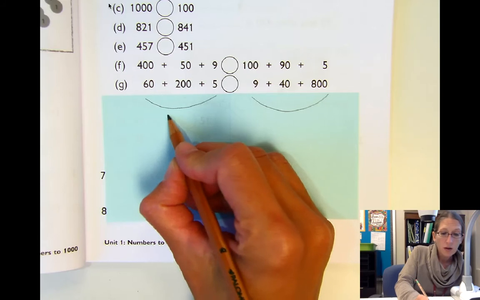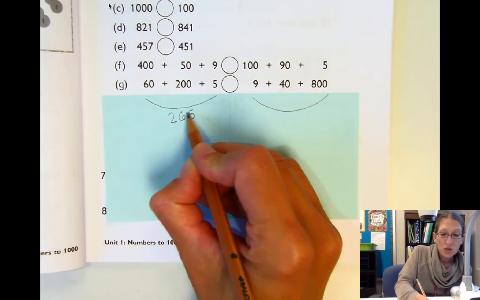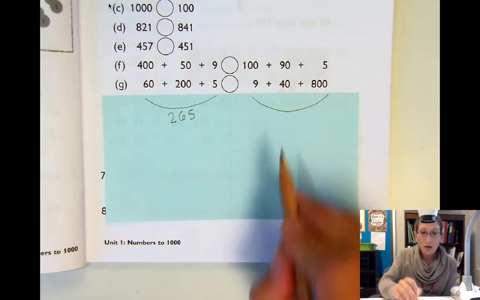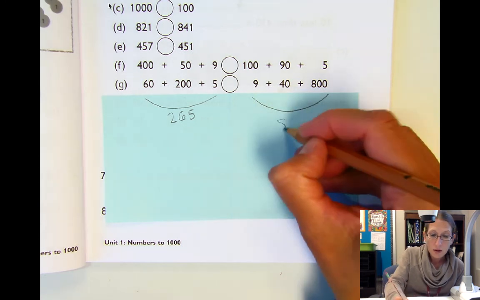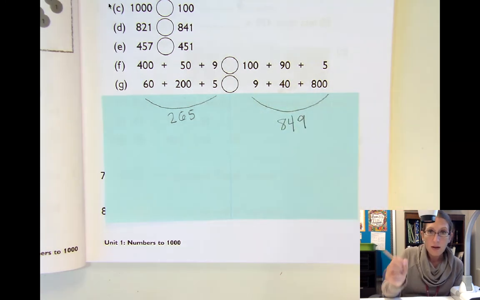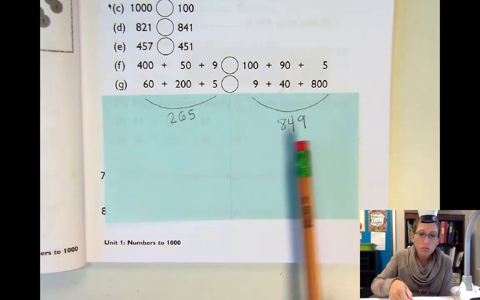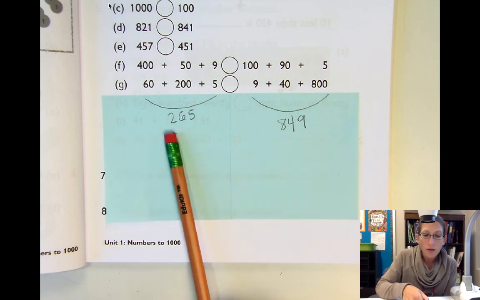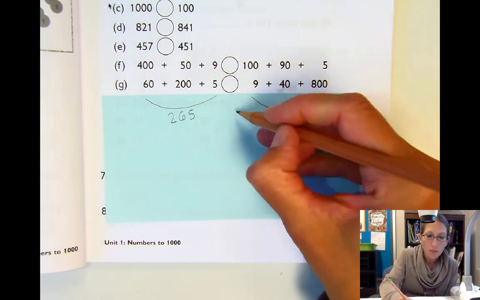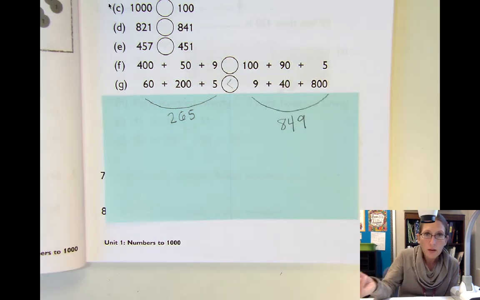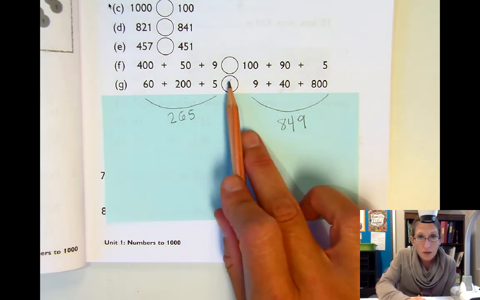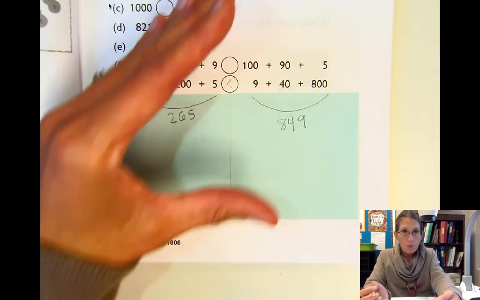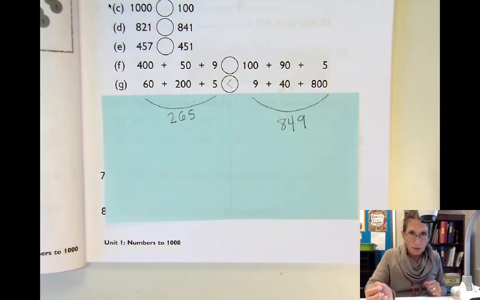265. And I actually write it like this. 265 is on this side, and 849. And then I know right away, oh, well, I know 800 is bigger than 200. So then I can put my little less than symbol, because the littler number is first, and my creature wants to eat the bigger one.